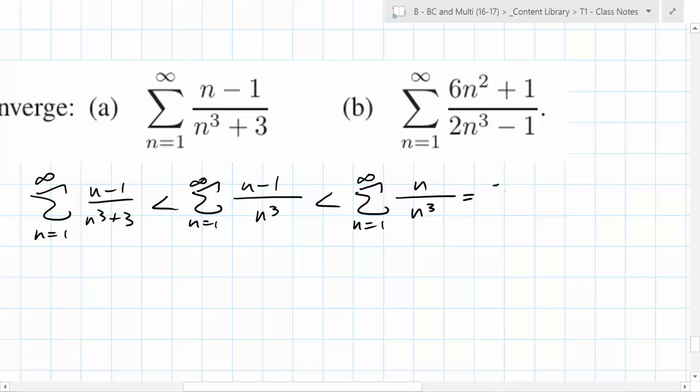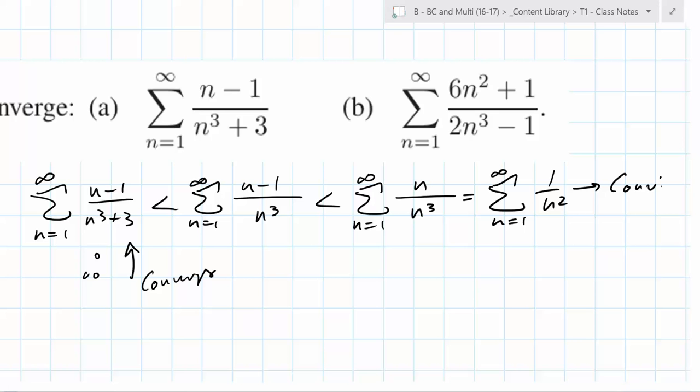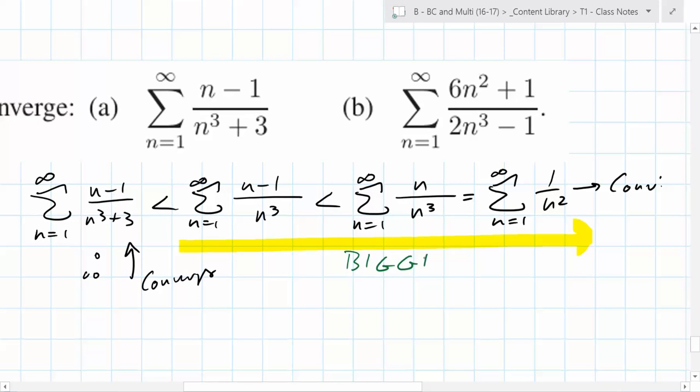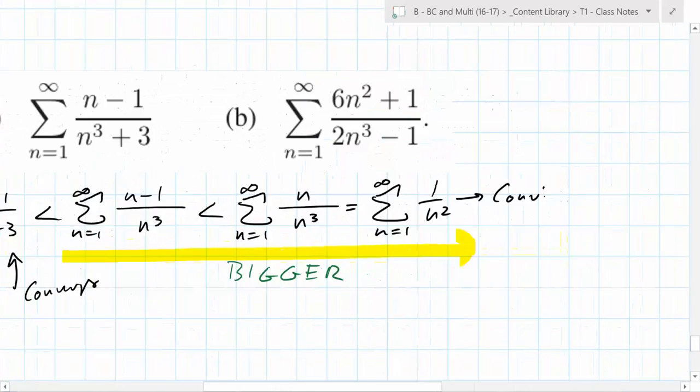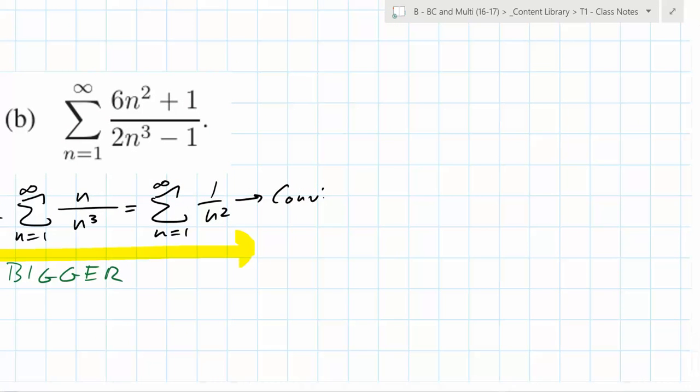But what does that equal right there? 1 over n squared, right? And what do we know this does? Converges. Therefore, that converges. But do you see how it's one direction the entire time? What is it doing? It is getting bigger the entire time.